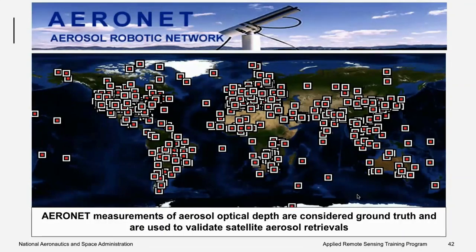There are about 400 active AERONET sites around the world making measurements every 15 minutes during the daytime. These measurements of aerosol optical depth are considered ground truth and are used to validate the satellite aerosol algorithm. They are also used to get other information about atmospheric aerosols, such as their shape, size distribution, and their scattering or absorption properties, such as single scattering albedo and refractive indices. These measurements also help a lot to improve the algorithms in places where the algorithm performance is not up to the mark.